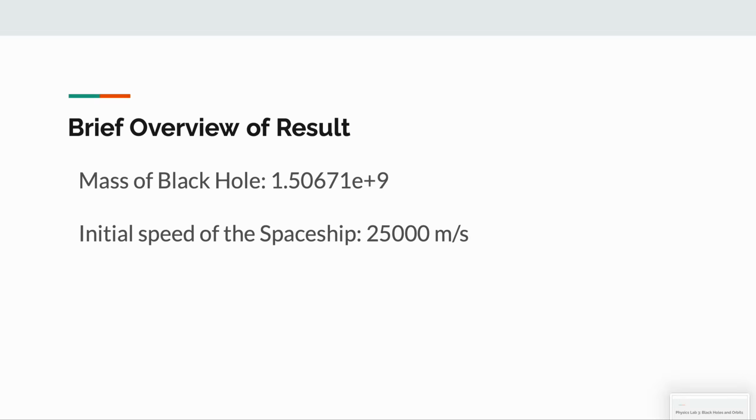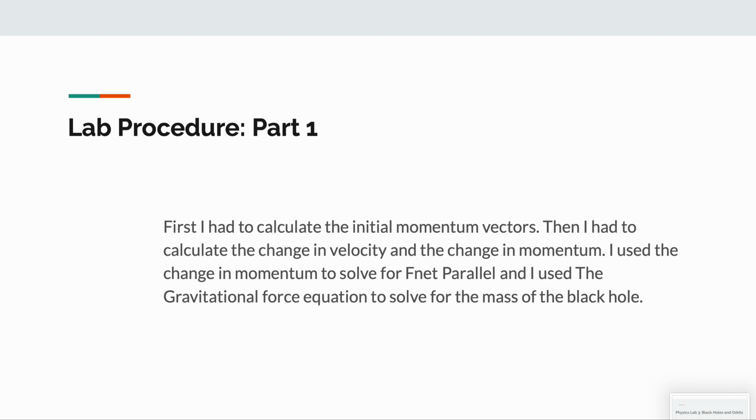So a brief overview of the result: the mass of the black hole will be 1.5 times 10 to the 9th, and then the initial speed of the spaceship, so that it orbits the planet and the moon, will be 25,000 meters per second in the x and y direction.